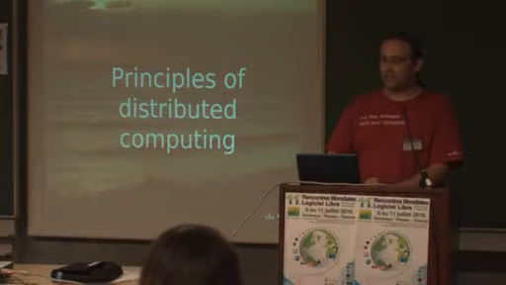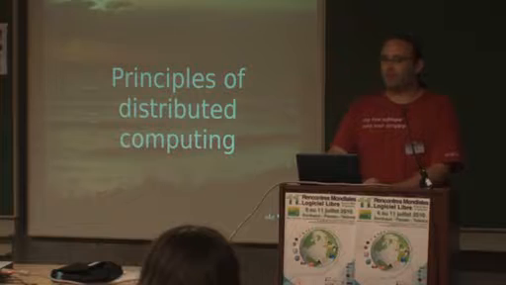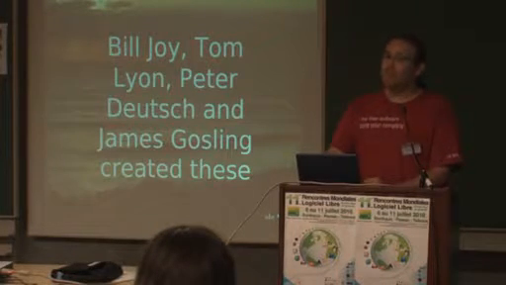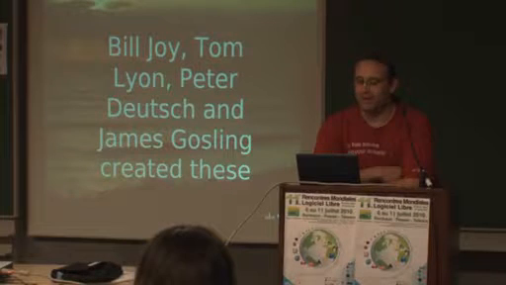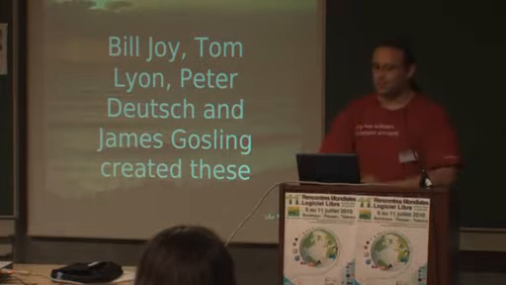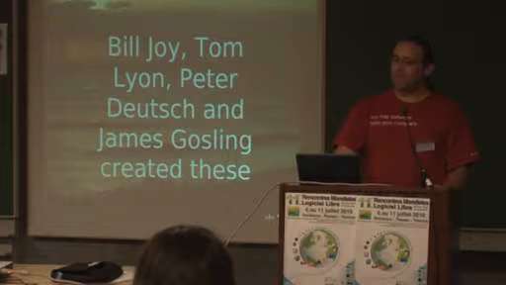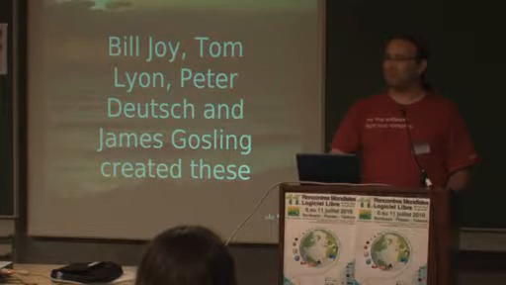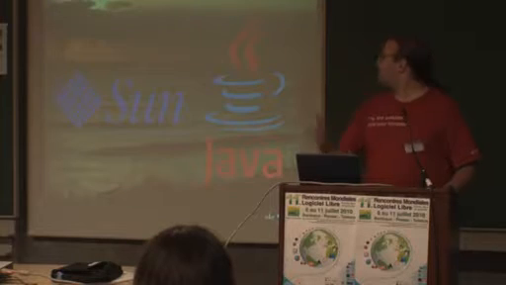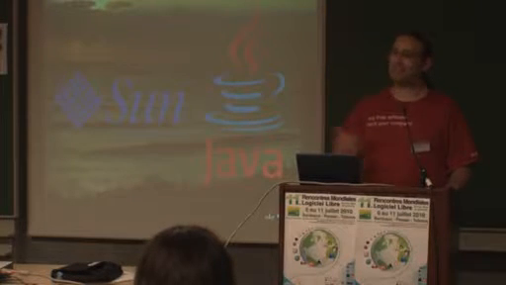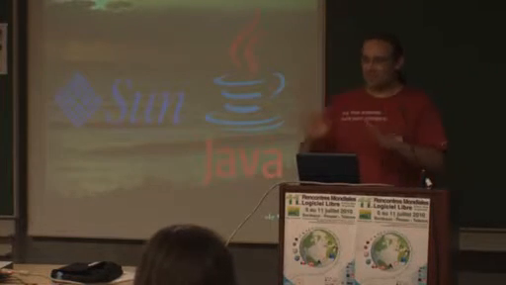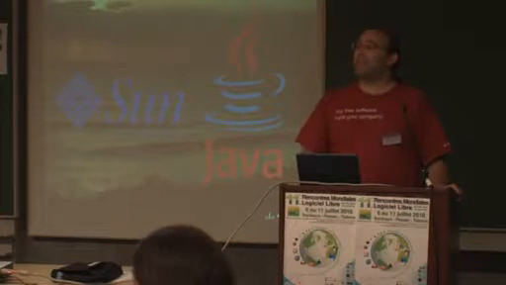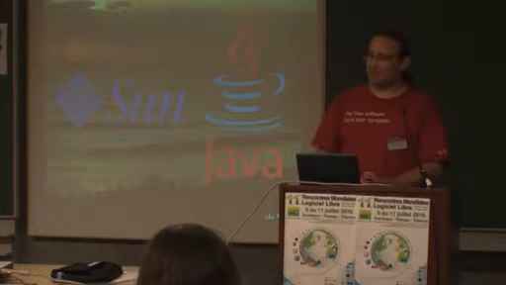Basically, they are the central guiding principles about how distributed systems work or don't work. I didn't come up with these. These were created by some guys you might recognize. Does anyone know where these guys' names come from? Anyone recognize any of these names? Yes, they're the people who founded Sun and created Java. These are people who know distributed systems. They have spent a lot of time with many distributed systems.